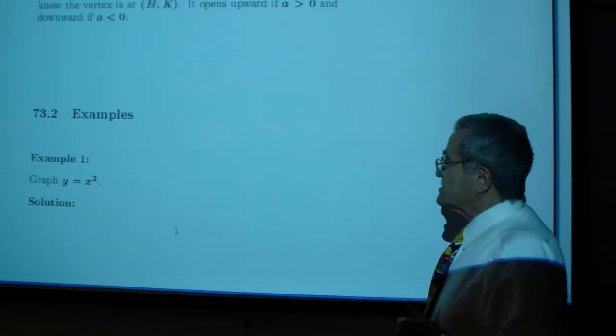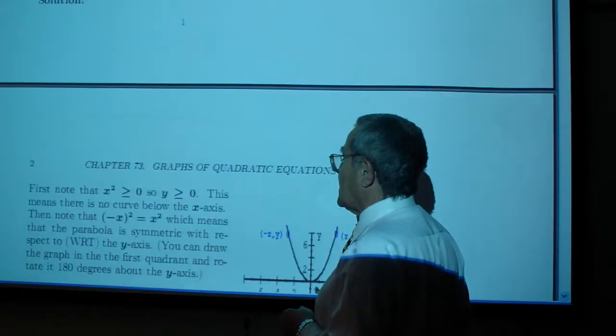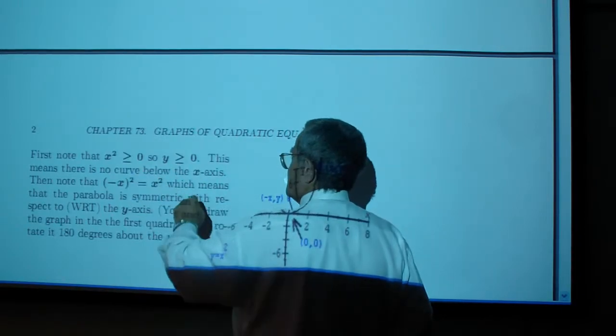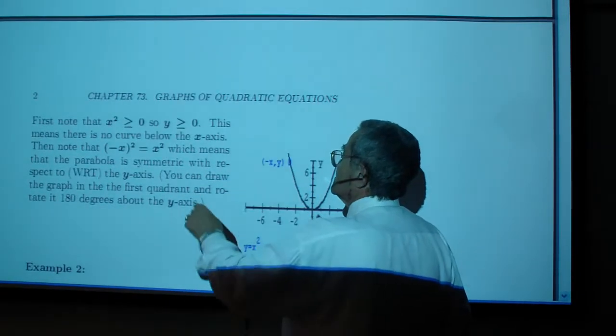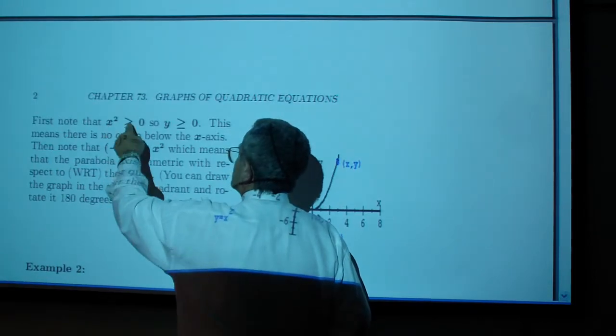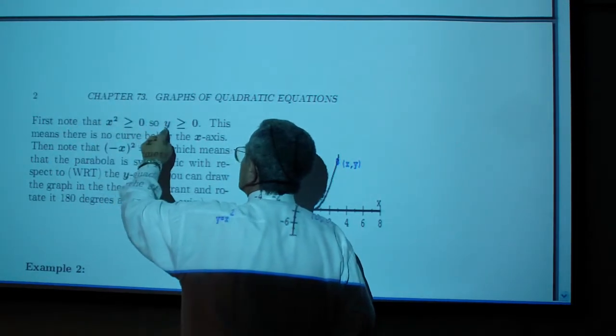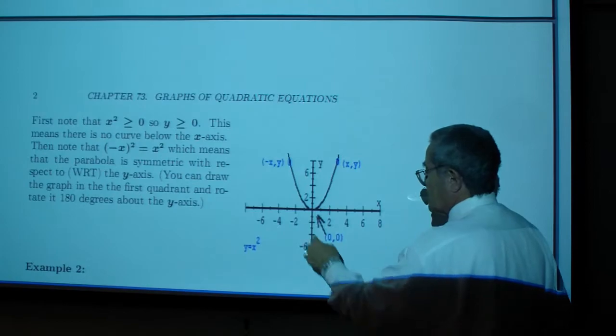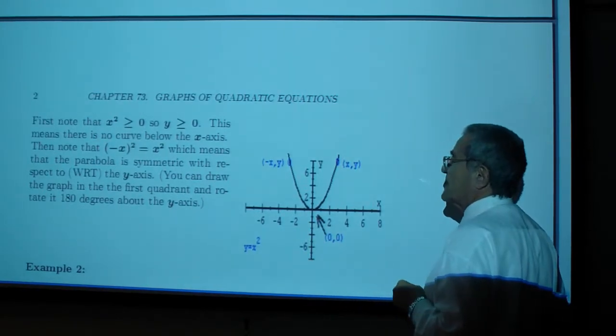As examples, if y is equal to x squared, y is greater than or equal to 0. The right side, y equals x squared, is not negative, so the left side cannot be negative, which means you have no curve below the x-axis.